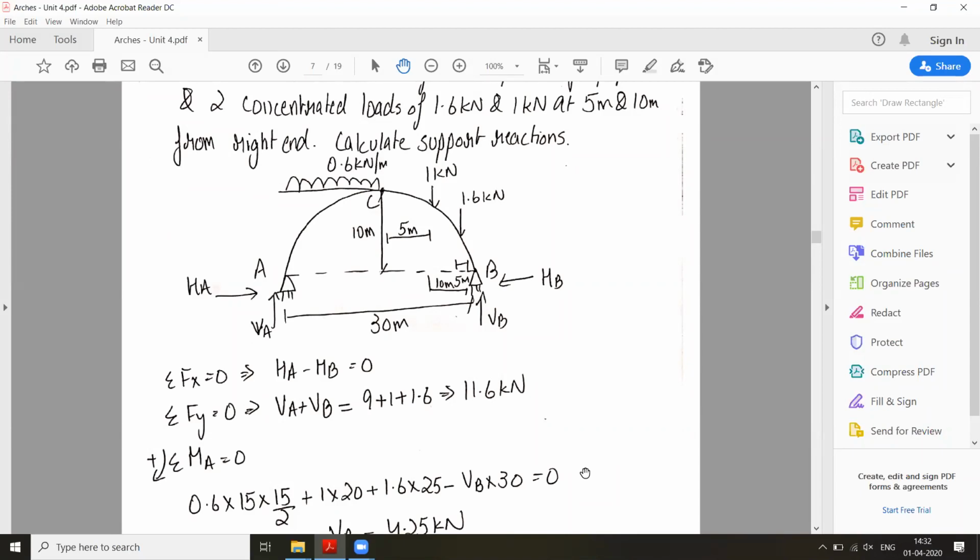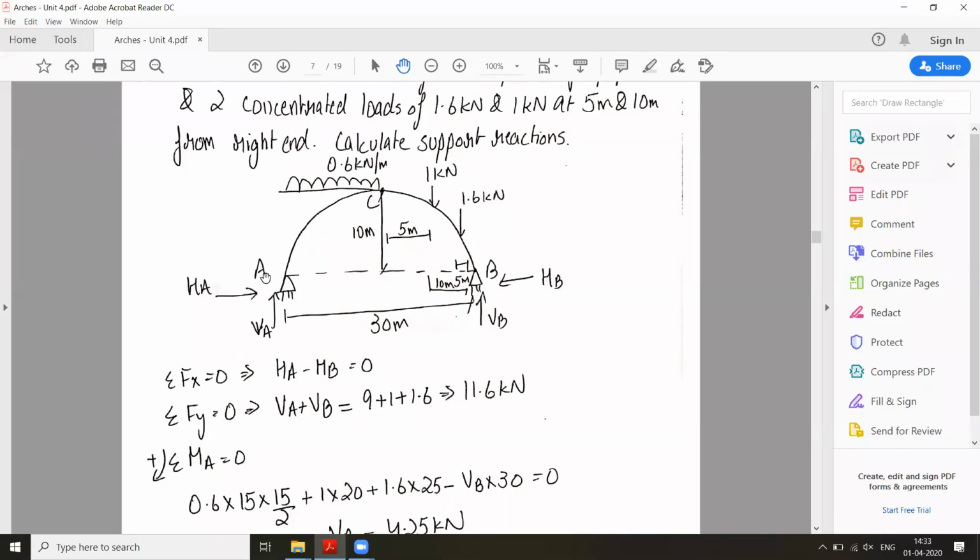Now next step, you have to calculate the horizontal reactions HA and HB. Either you can take AC span or you can take CB span. Any one span you have to take. Now see, here you can see the loading is not uniform. There is a change in the loading all across the span of the arch. So how to obtain VA and VB? I'll be using this equation now. Moment at A equal to 0, or you can take moment at B equal to 0. Any one joint you have to consider here.